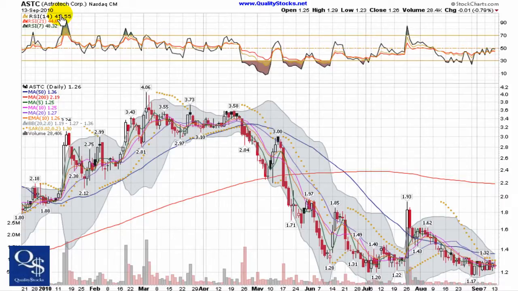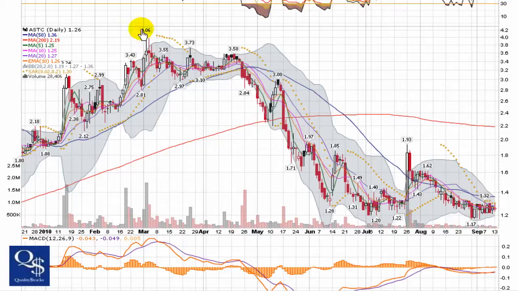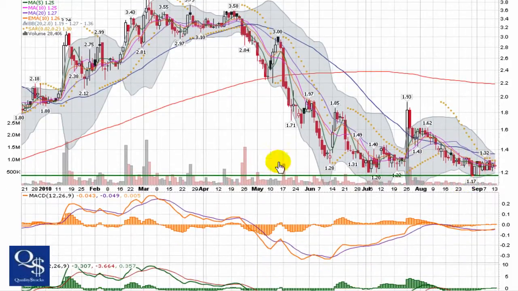And today we're going to take a look at ASTC Corp. This is a NASDAQ capital market stock trading under ticker ASTC. Quick look at the chart. The reason this pops up is because of an apparent double bottom trying to happen. So we're going to take a look at the indicators and see what we're seeing.